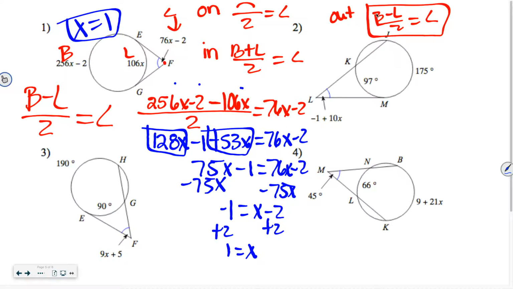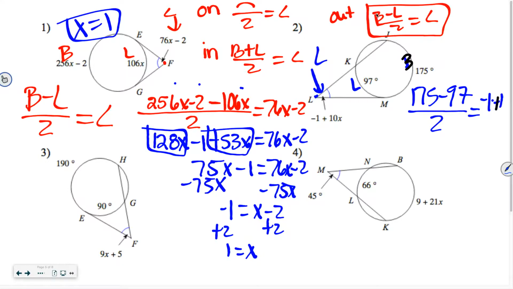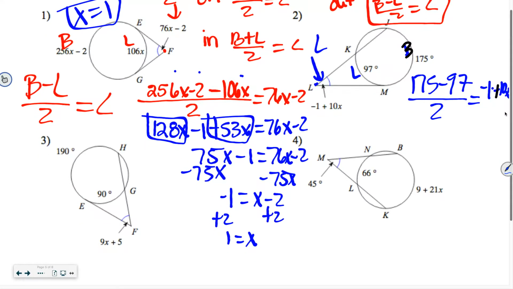If you want to pause and try problem 2 on your own first, you can. But problem 2, we're going to go ahead and do. So notice it's outside the circle, so I'm going to use the formula big minus little divided by 2 equals the angle. Here is my angle. This is my little, and this is my big. So this one looks a little bit different. Big minus little divided by 2 equals my angle, and that's negative 1 plus 10x.